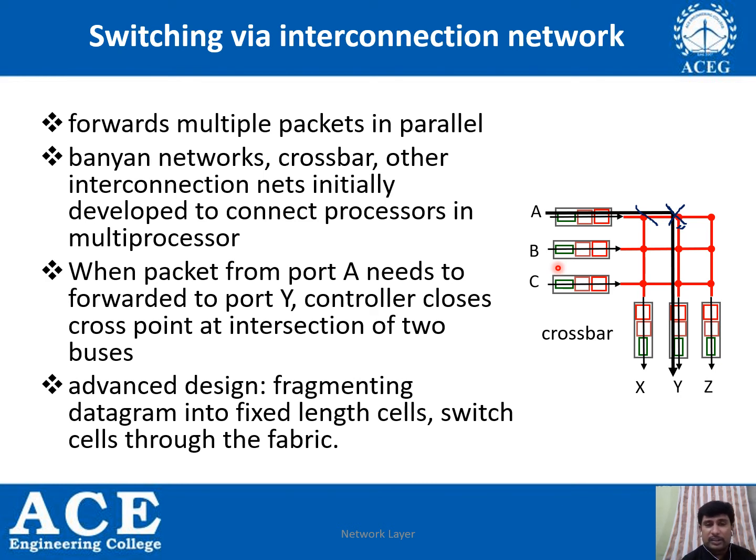So these are the three different ways in which you can implement the switching fabric. Switching via memory, second one is switching via bus, and third one is switching via an interconnection network made up of elements like Banyan networks or crossbar switches.